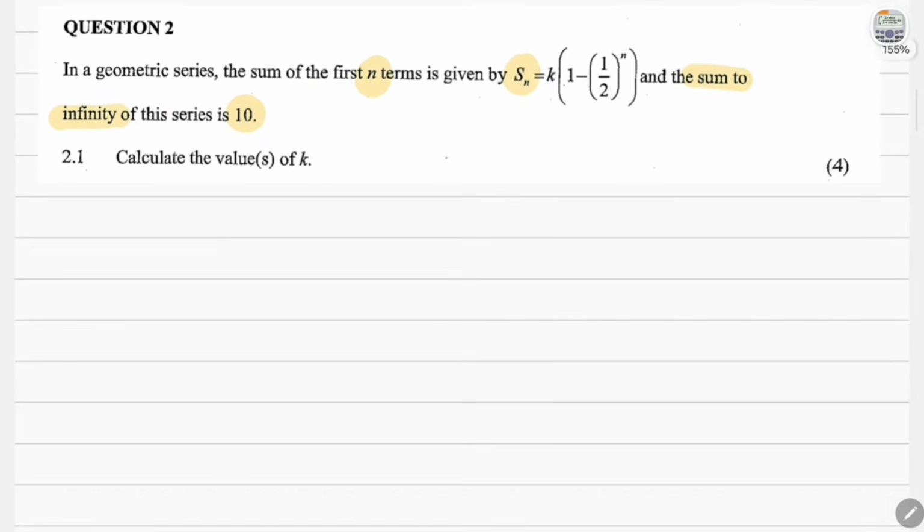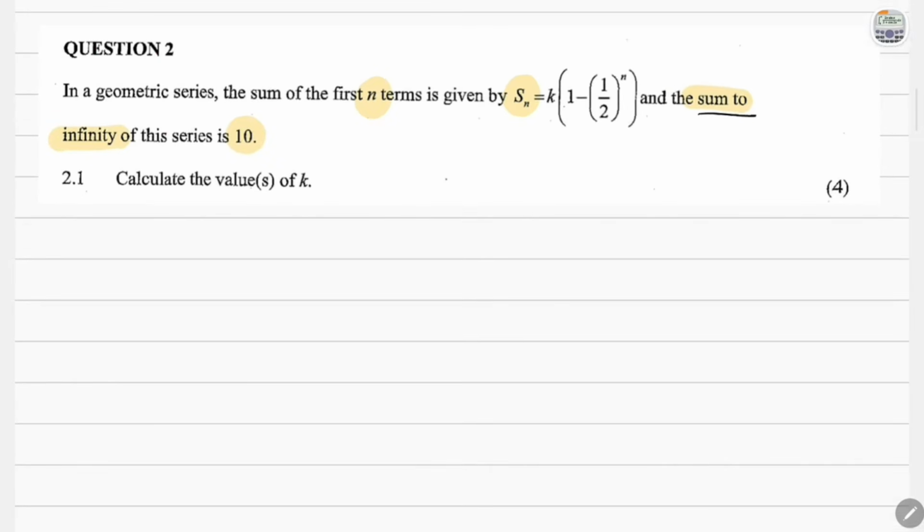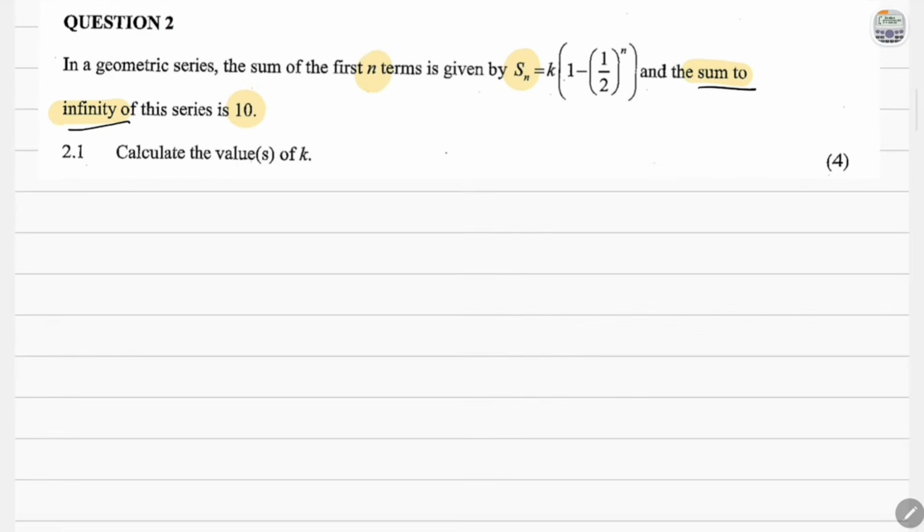So they tell us the sum to infinity is 10. That's probably the main point of this, because you see the sum to infinity is the only place now we can actually get an equation that'll help us solve for k. So remember that sum to infinity equals a over 1 minus r. We have the sum to infinity, so we have a value to put here.